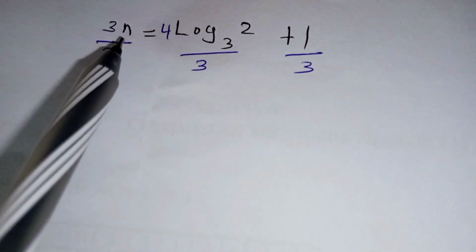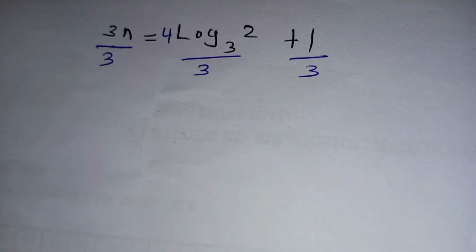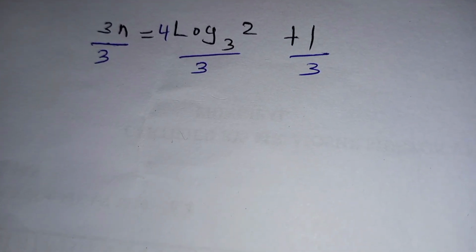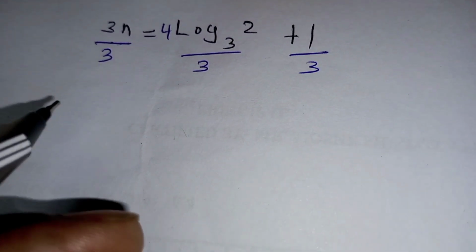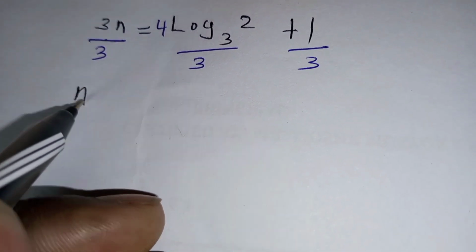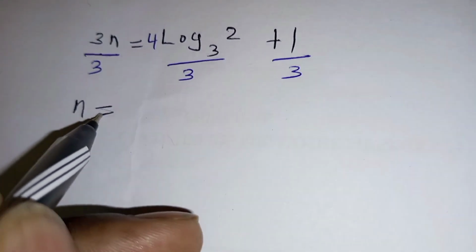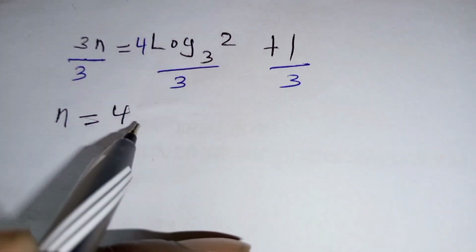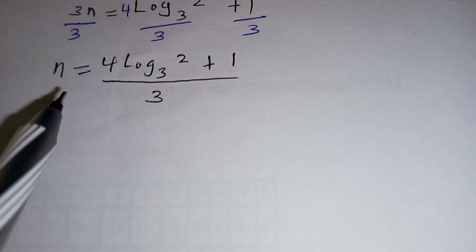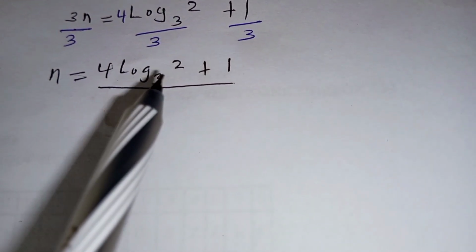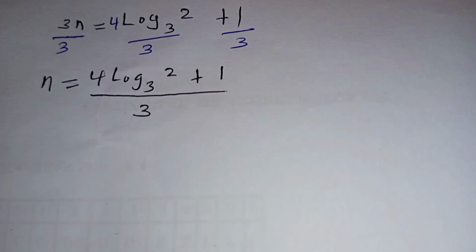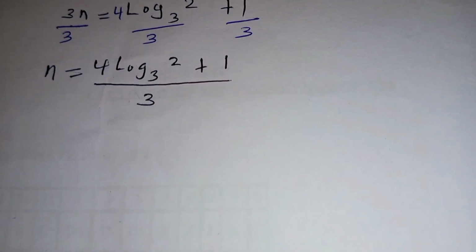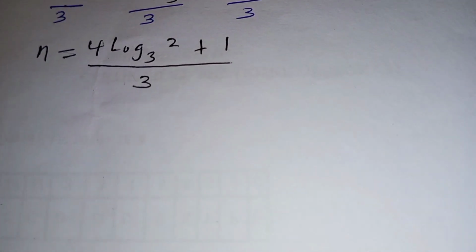So we add 3 and being equal to 4 log of 2 to base 3 plus 1, and we are dividing by 3 throughout, so that on the left hand side we are left with n being equal to 4. So our final result is n is equal to 4 log of 2 to base 3 plus 1, everything divided by 3. We can verify to see whether our answer is correct.